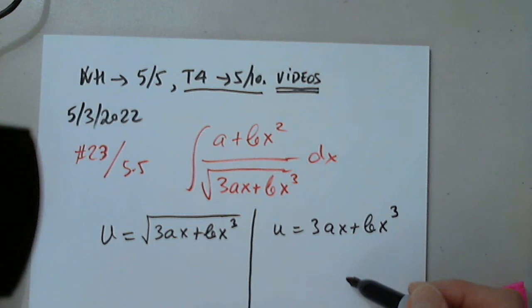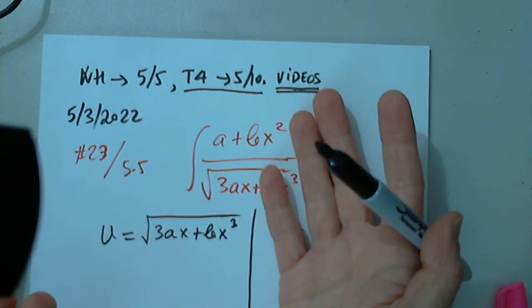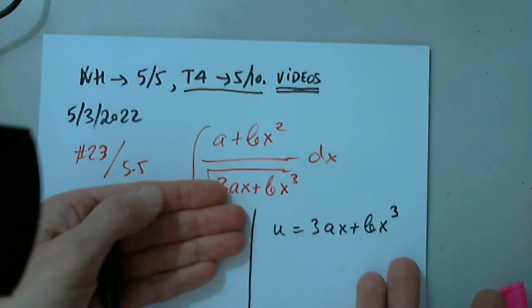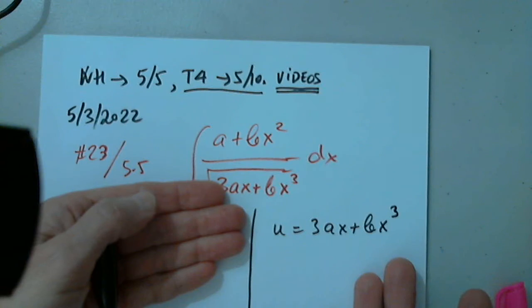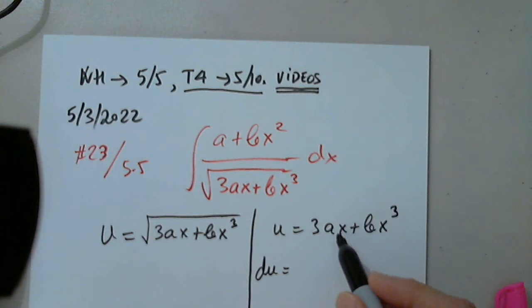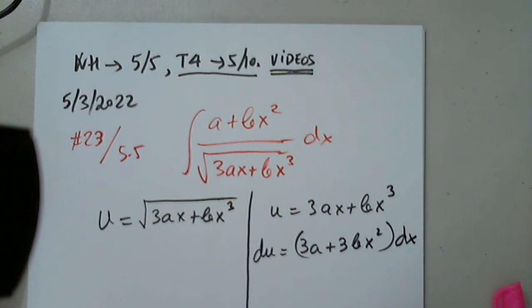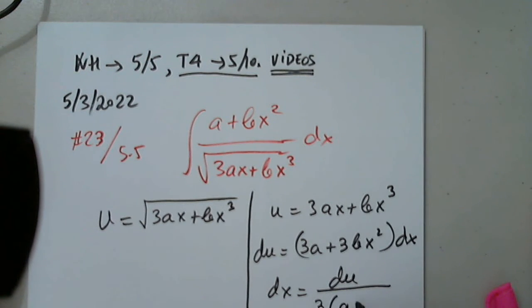So if I start with this, also, if you start with a substitution and it doesn't work, it's okay. Say, okay, this one didn't work, I'm going to try this one. It's not a problem. Okay, so I'm going to start with this. So remember, I have to have du, and du will be (3a plus 3bx^2) dx. As I mentioned last week, and I didn't do it because I think it's much easier, this time let's solve for dx. Fine. So dx is du over (3a plus 3bx^2).